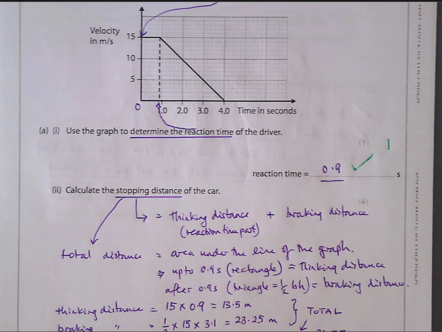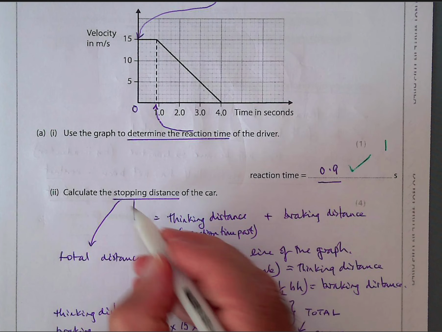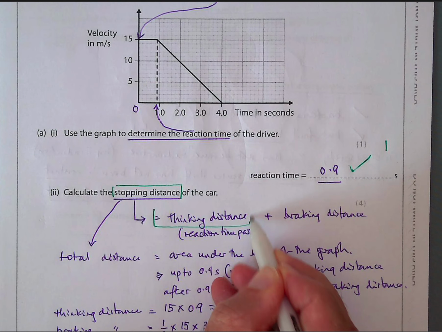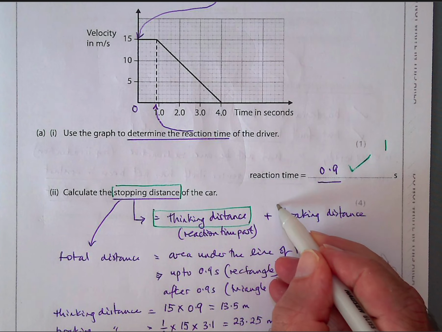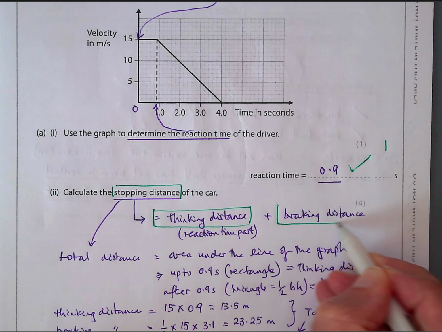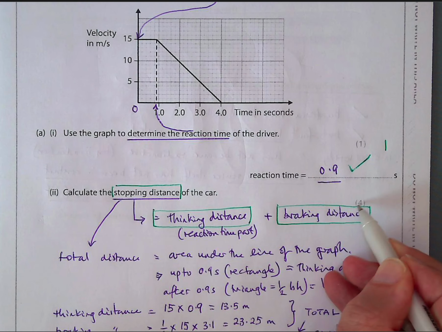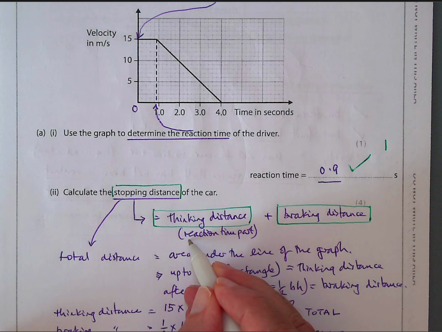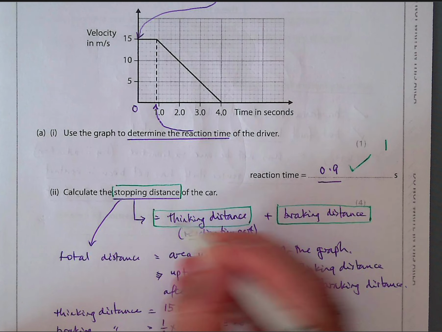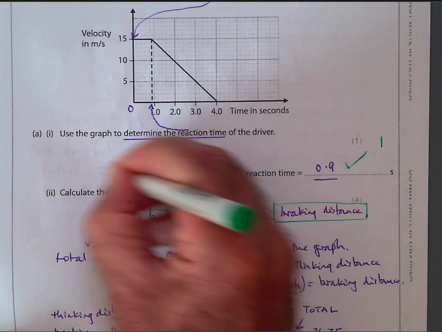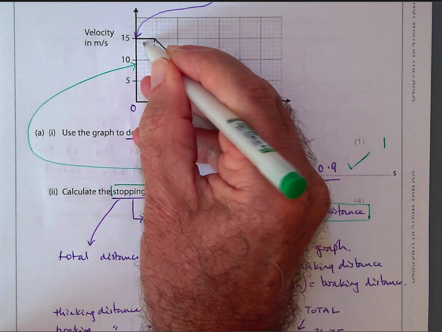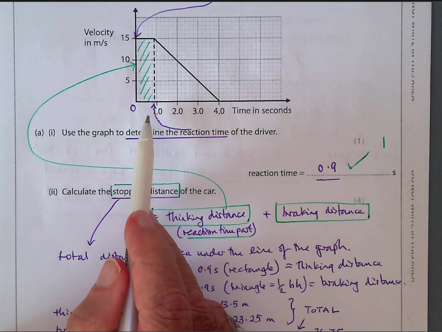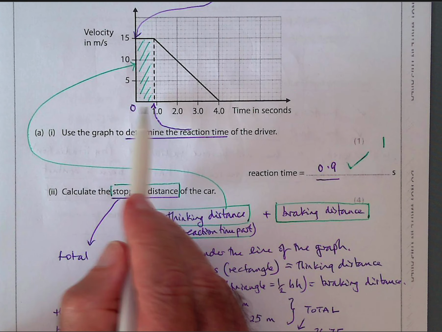calculate the stopping distance. So for stopping distance, there's 2 bits to stopping distance. Stopping distance equals thinking distance, the time it took for the driver to think, he's still traveling, so he's moving a distance while he's thinking, plus braking distance, and that is a 4-mark question. Now, thinking distance is from the reaction time part of the graph, and if I can just draw a squiggly line, it is the area of this rectangle. That's the distance traveled, the area under the velocity time graph from 15 seconds for 0.9 seconds.